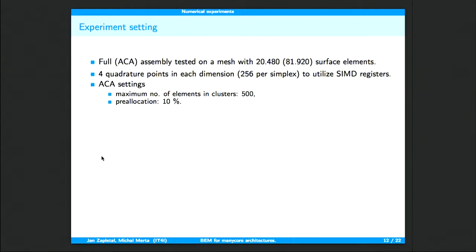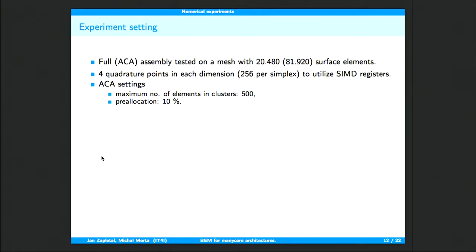Right, so the experiments were performed on a mesh with 20,000 or 80,000 surface elements for the full and ACA assembly respectively. We use 4 quadrature points in each dimension, which results in vectors of length 256. If we use 3 only, then this number would be 81, which would result in, not the P loop because data is aligned, but in the remainder loop. If we use 4, then 256 is divisible by 16, so there is no remainder. And in the ACA, we allow the clusters to have up to 500 elements.